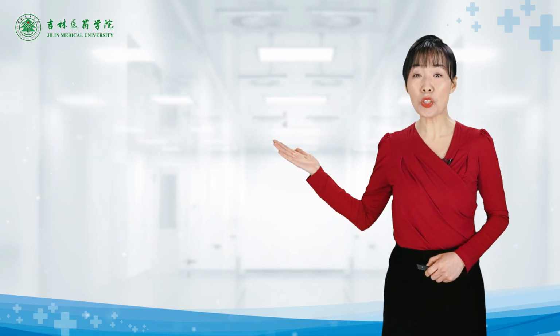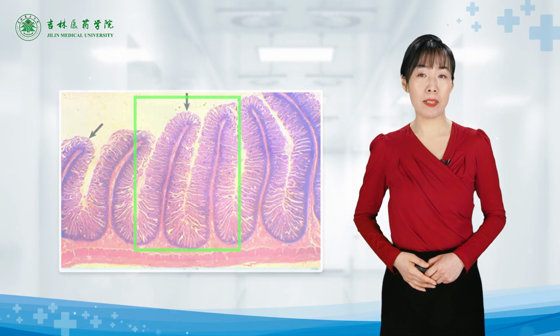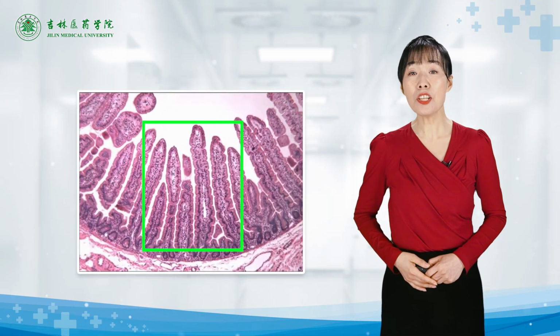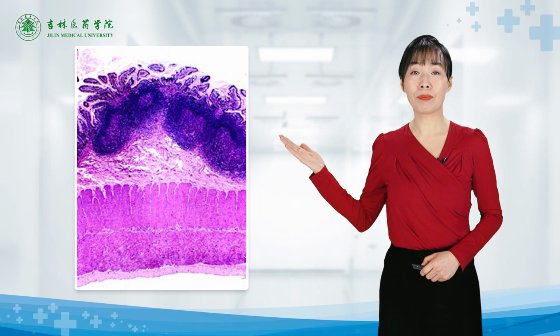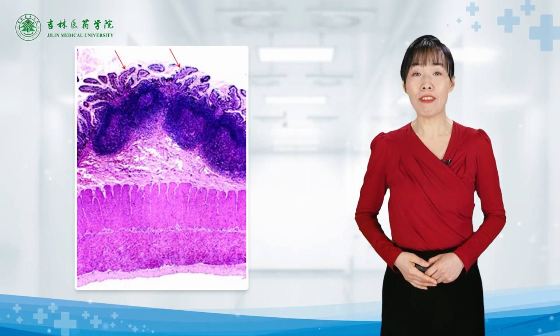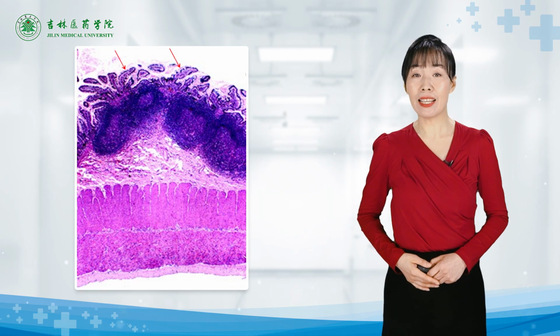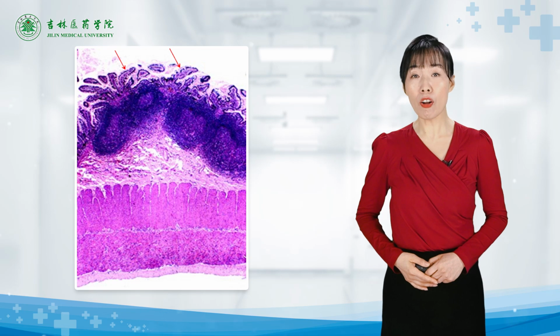This is jejunum. The plicae are the most developed. The intestinal villi are regularly arranged. This is the ileum. The plicae are not developed. The intestinal villi are irregular and represent short conical shape.